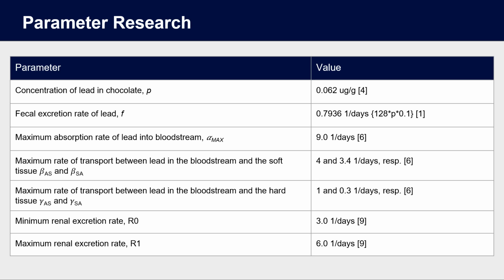The maximum rate of transport between lead in the bloodstream and soft tissue, beta AS and SA, were determined to be 4 and 3.3 per day respectively. These values were chosen to satisfy the conditions such that the total concentration of lead in soft tissue compartments varies between 1 to 2 parts per million. The maximum rate of transport between lead in the bloodstream and the hard tissue, gamma AS and gamma SA, were determined to be 1 and 0.3 because 90% of the lead burden in the body is in the bones, and the rate from bone storage to the blood is not physiologically significant. The minimum and maximum renal excretion rates, R0 and R1, were determined to be 3 and 6 per day respectively because lead has a half-life of 28 to 36 days in the blood.